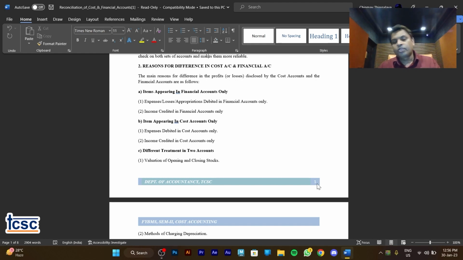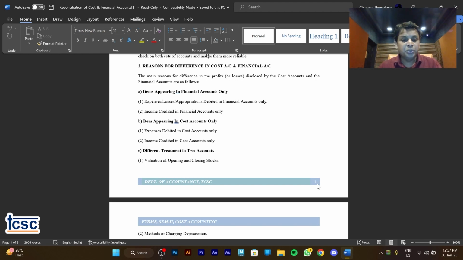For example, in cost accounting, we don't record any losses like loss by fire, loss by theft, loss on sale of assets, loss on sale of investments. These are all losses which we record in financial accounting, but we don't record in cost accounting. Similarly, in cost accounting, we don't record any incomes like salary received, rent received, dividend received. These are all incomes. We record these incomes in financial accounting, but we don't record them in cost accounting.